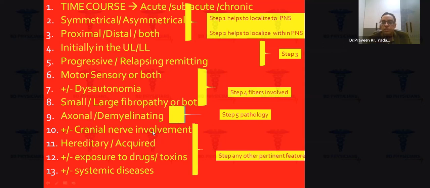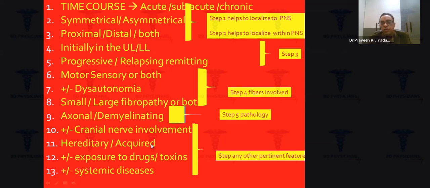Now coming to cranial nerve involvement, we all know some neuropathies can cause cranial nerve involvement. The most common is Guillain-Barré syndrome. Then Hansen disease, leprosy, can cause involvement of the facial nerve, branches of the facial nerve. Similarly, cranial nerve involvement is quite common in diabetes also. So we know in diabetes you may get third nerve involvement, sixth nerve involvement, seventh nerve involvement. So cranial nerve involvement we have to check in all sorts of diabetic neuropathies.